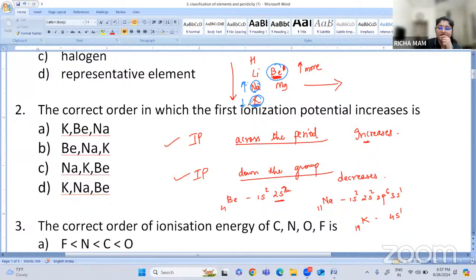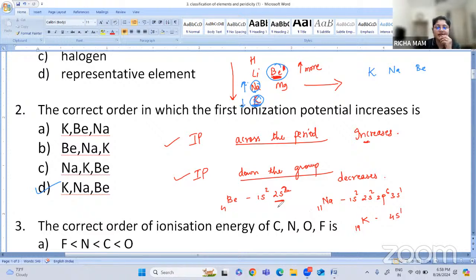So if I write the sequence, first will be potassium, then sodium, and then beryllium. So this is the correct increasing order. It is option number D. So like this, you have to apply the knowledge of ionization potential. Ionization potential across a period increases, and down the group it decreases.